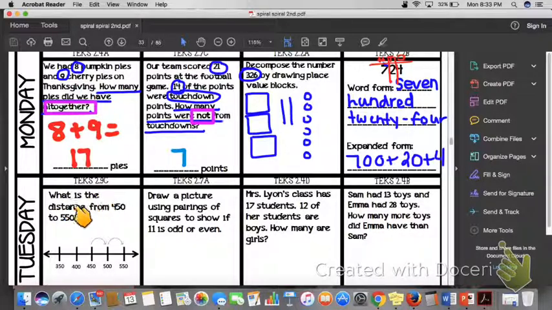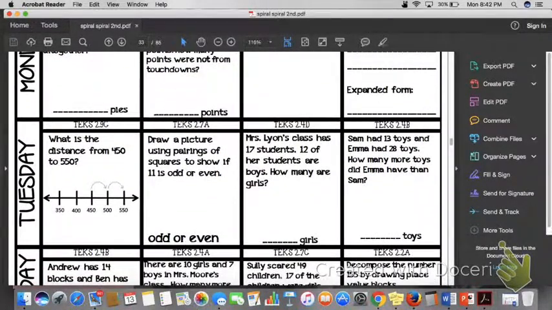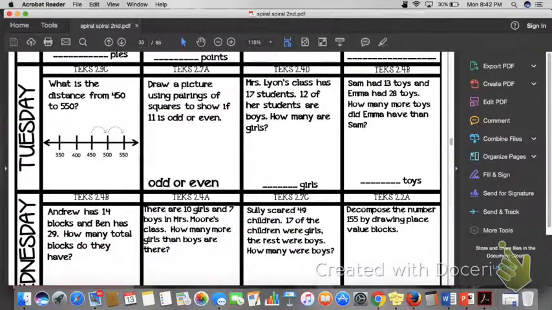What is the distance from 450 to 550? So we are going to be looking at the distance. How far away something is from something. How far away a number is from another number. So we're looking at the numbers 450 and 550. But first we need to look if there's a pattern.